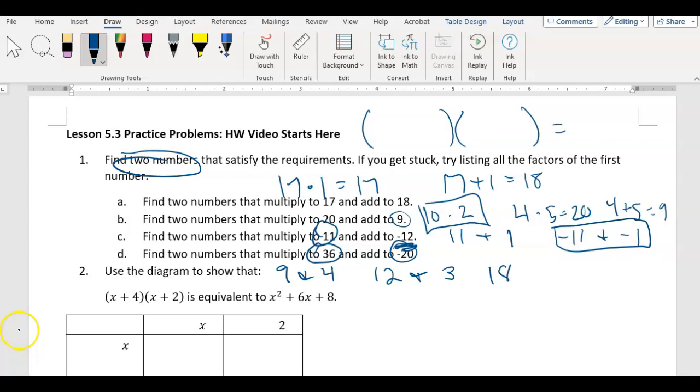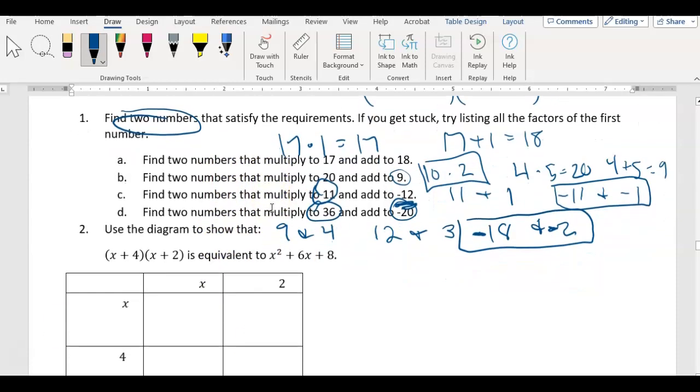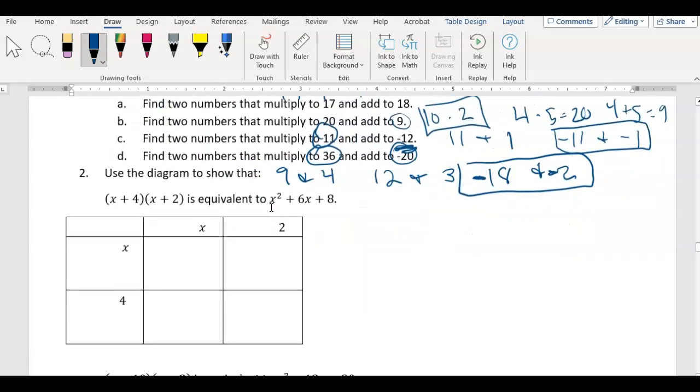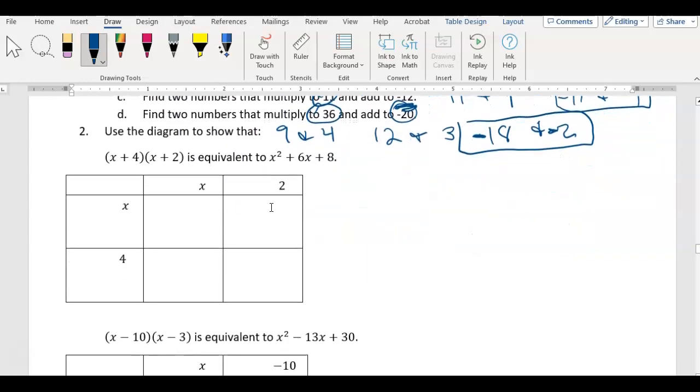Let's see, 18 and 2. Well, 18 and 2 does add to 20, but I need it to be negative 20, so I'm going to make it negative 18 and negative 2, because a negative times a negative will give us a positive, and negative 18 plus negative 2 will give us negative 20. So this kind of thing takes a little bit of thought, right? And it's going to take some trial and error. You might not get it right away. That's okay. You can go through the process.